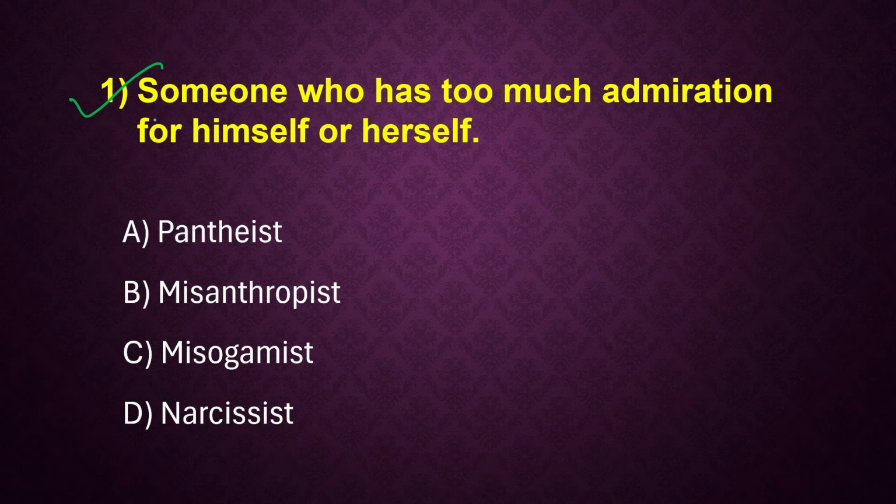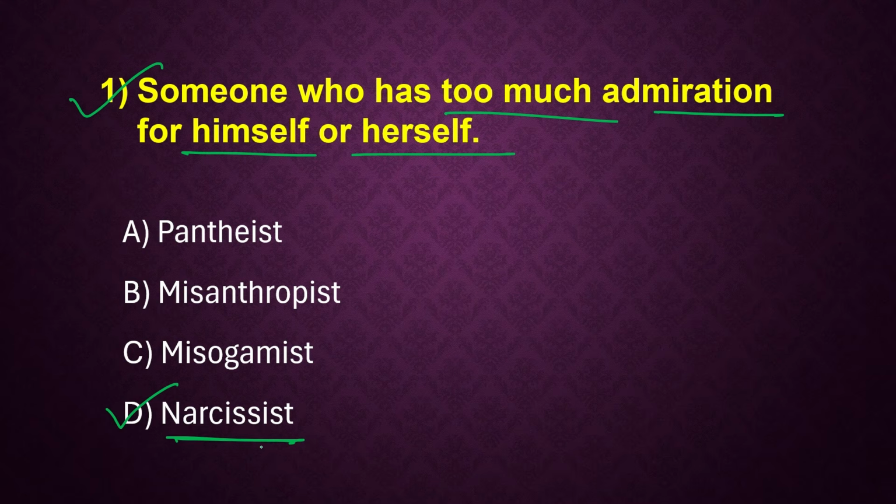So, look at the first one. Someone who has too much admiration for himself or herself. What is the correct one-word substitution? The correct answer is option D, and that is narcissist. Now, a narcissist is a person who has excessive admiration for himself or herself and often considers himself or herself superior to others. So that is actually called narcissist.